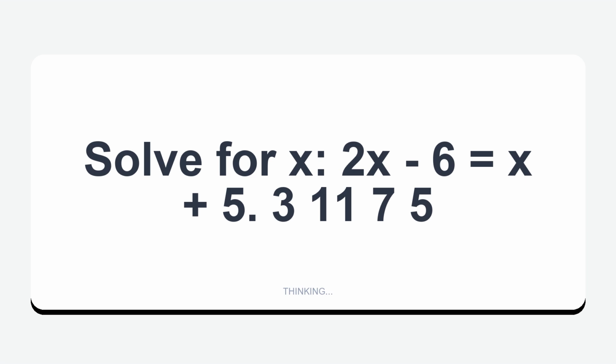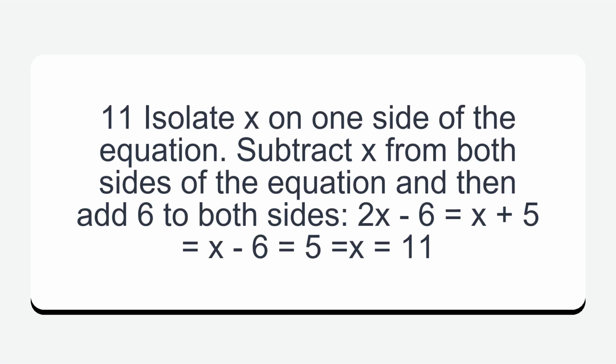Solve for x: 2x - 6 equals x + 5. 3, 11, 7, 5. 11. Isolate x on one side of the equation. Subtract x from both sides of the equation and then add 6 to both sides. 2x - 6 equals x + 5, x - 6 equals 5, x equals 11.